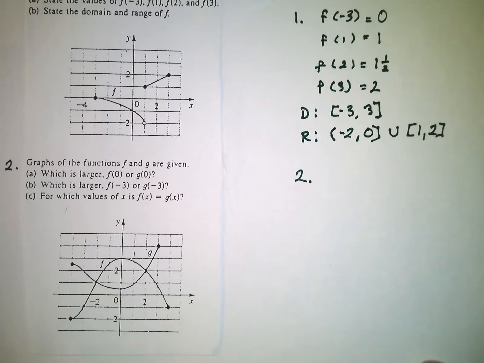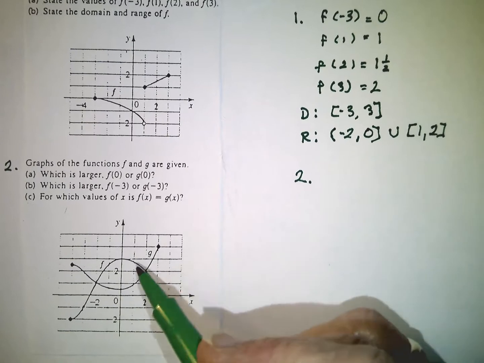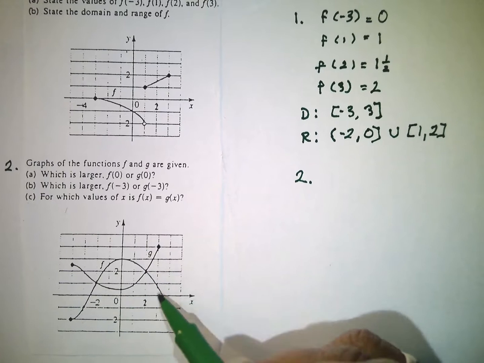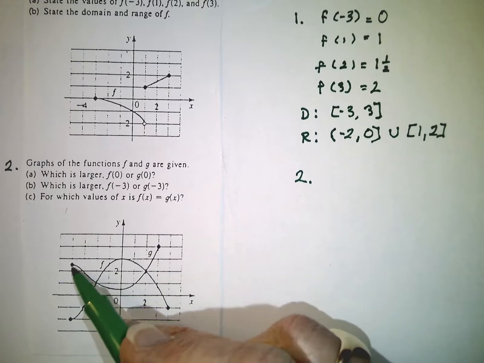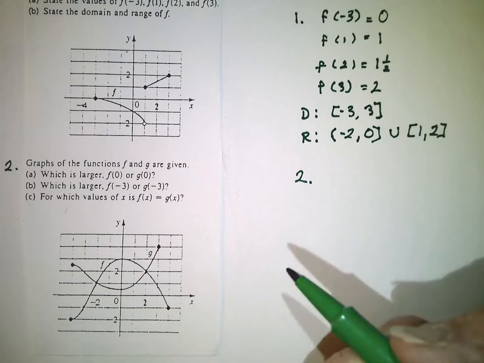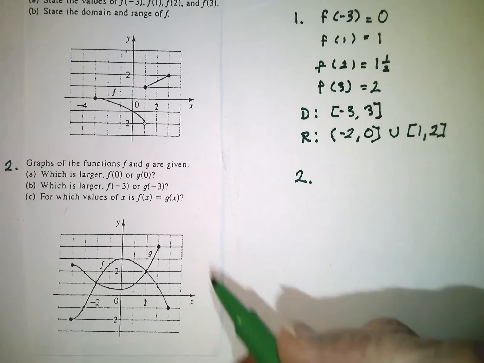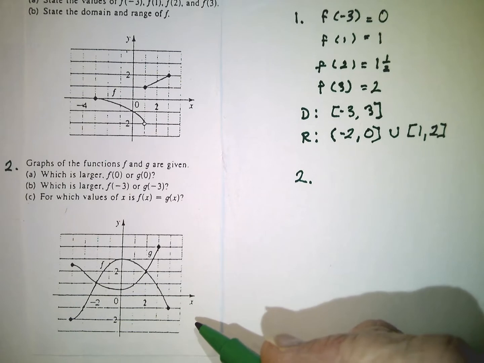Number 2. We have actually 2 functions graphed here. They said we have the f function and we have the g function. And they happen to intersect each other a couple of times. So far as we know. They may do other wonderful things somewhere else on the grid.